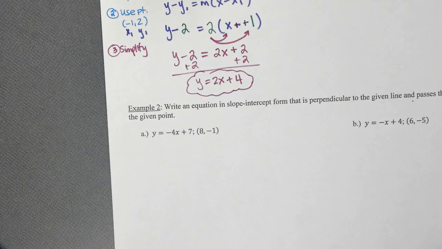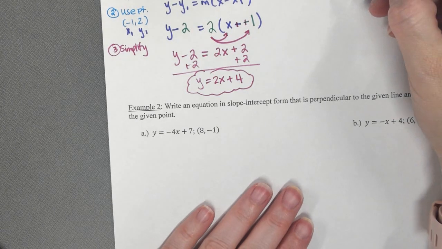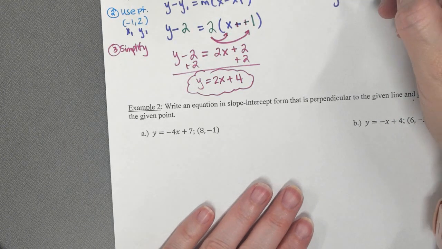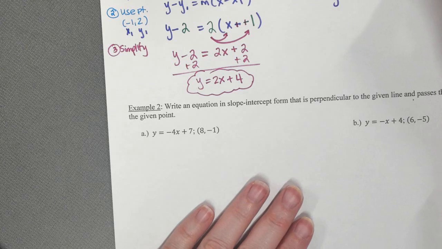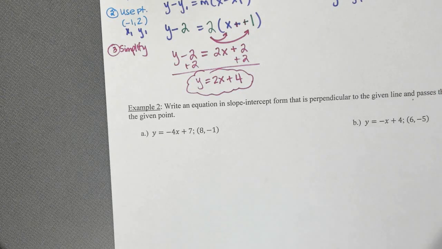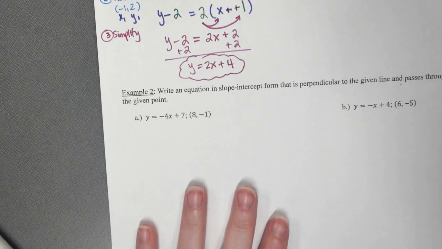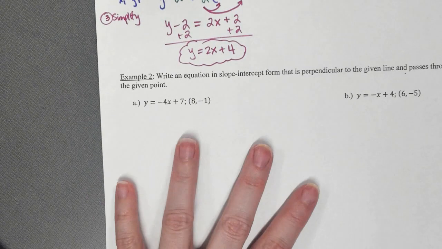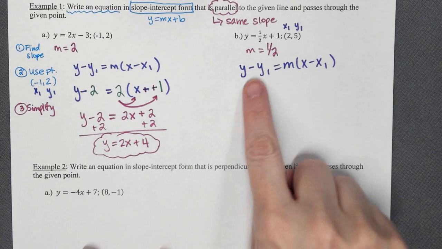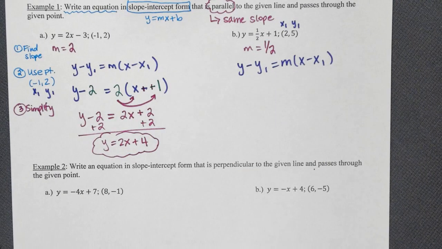Okay, so I'm going to have you do part B. So you already found the slope. Whatever your point is, that's what you're going to label x1, y1. I'm just going to write the equation out for you again. Okay, so then all I want you to do is plug that in.